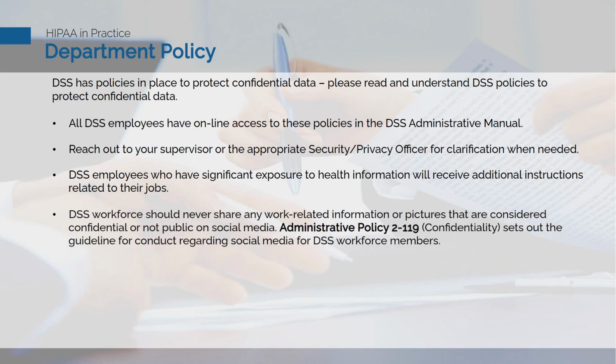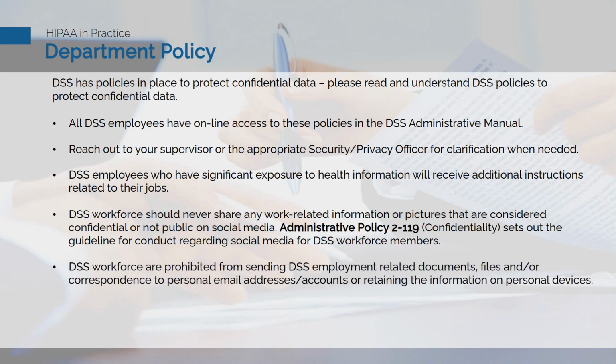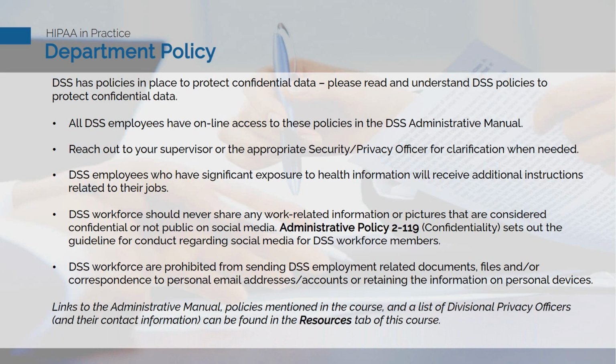DSS workforce members should never share any work-related information or pictures on social media that are considered confidential or not public. Policy 2-119 provides guidance for employees regarding conduct on social media. DSS employees are prohibited from sending employment-related documents, files, and/or correspondence to personal email addresses or accounts, or retaining the information on personal devices. Links to the administrative manual, policies mentioned in this course, and a list of divisional privacy officers and their contact information can be found in the Resources tab of this course.